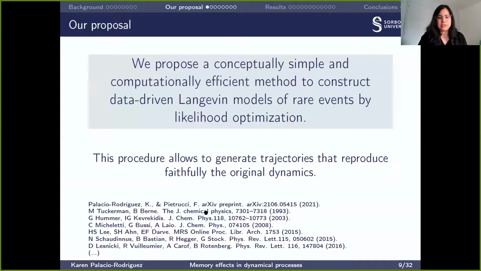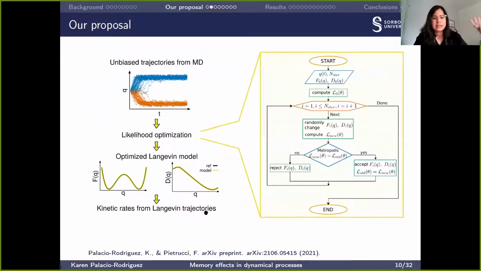So what we propose is very simple. We propose a conceptually simple and computationally efficient method that allows us to construct data-driven Langevin models of rare events by using likelihood optimization. There are other methodologies that also allow you to construct data-driven Langevin models, as used in the literature, but we want to go a step further and use these Langevin models to obtain thermodynamics and kinetics information. So basically the overall proposal is here in this picture.